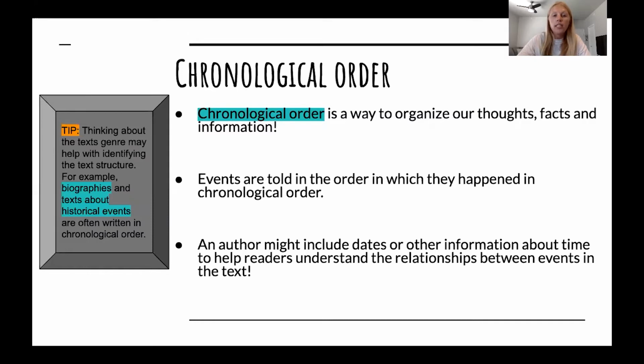If you look over to the left, I included a tip. Our tip is thinking about the text genre may help with identifying the text structure. For example, biographies and text about historical events are often written in chronological order. So again, for example, biographies and text about historical events are often written in chronological order.